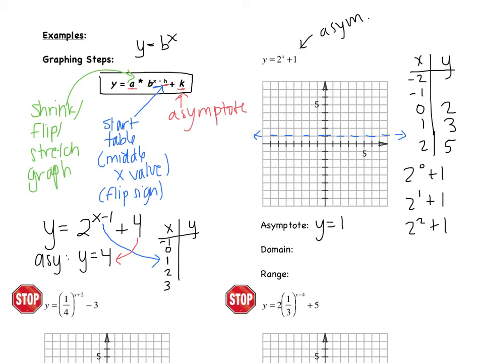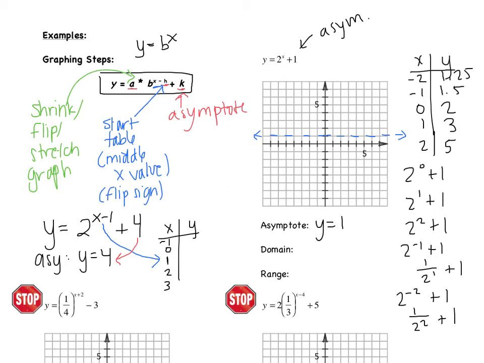Now let's do the negatives. 2 to the -1 plus 1. Remember that 2 to the -1 is 1 over 2 to the first power plus 1. So this is 1/2 plus 1, which is 1 and 1/2, or 1.5. And then I have 2 to the -2nd, add 1. This is going to be 1 over 2 squared, add 1. 1 over 2 squared is 1/4, plus 1 is 1 and 1/4, so 1.25.